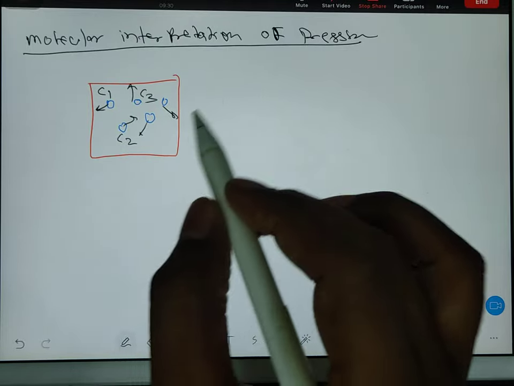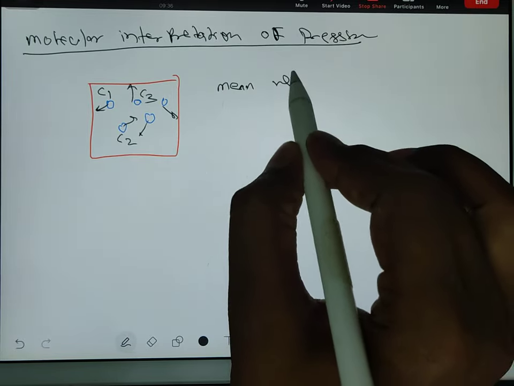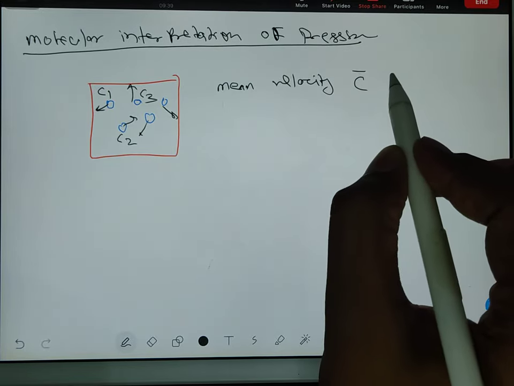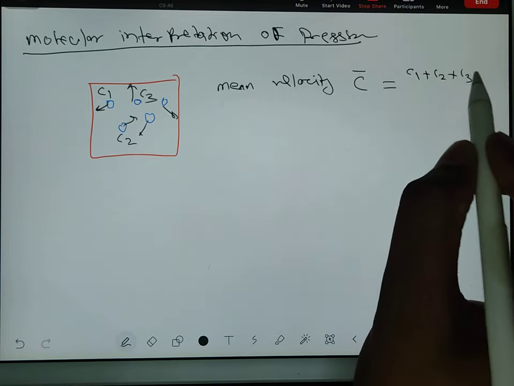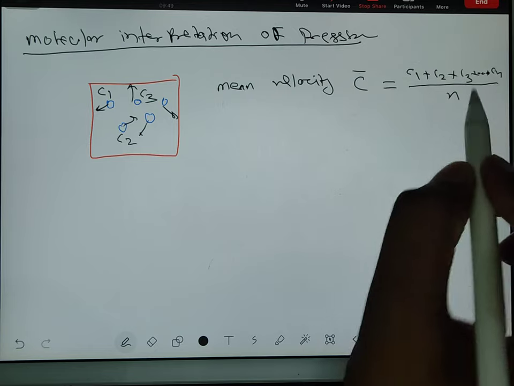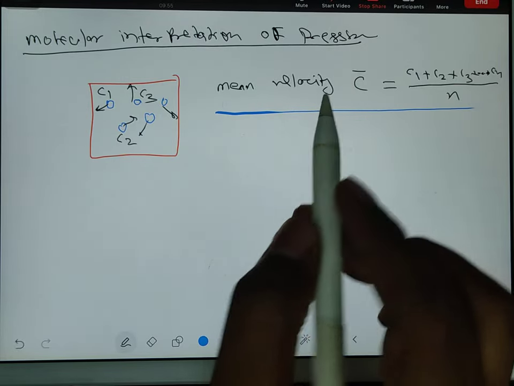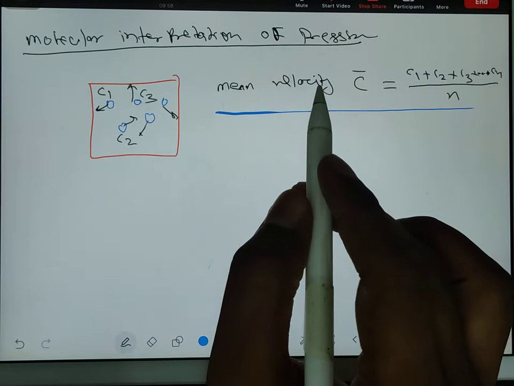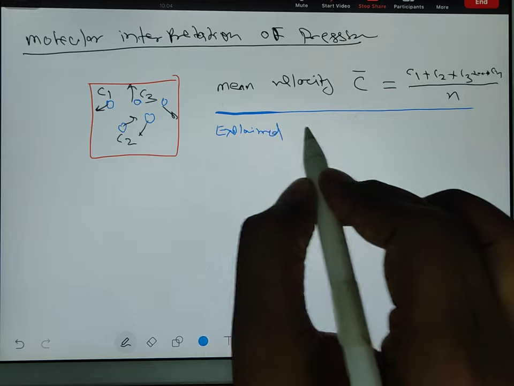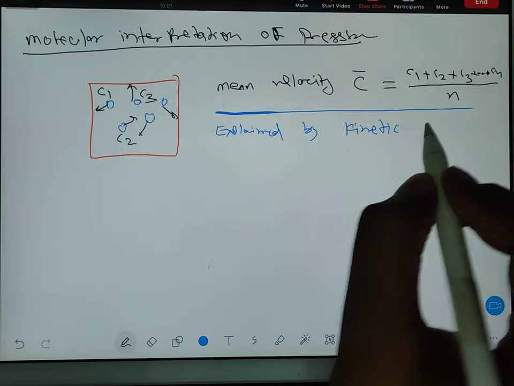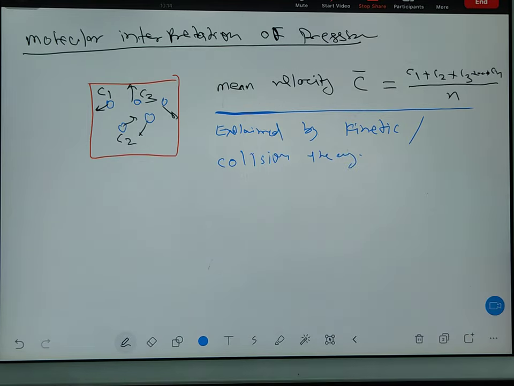So every molecule has a different velocity, so we bother about mean velocity. This mean velocity we write as c bar. That is nothing but, whatever molecules we have, I add all the velocities like c1 plus c2 plus c3 plus dot dot dot plus cn, and divide by n, the number of molecules, okay? Now what I have written here is coming from our basic 12th class. This is explained by kinetic or collision theory. And why is this important to discuss here?